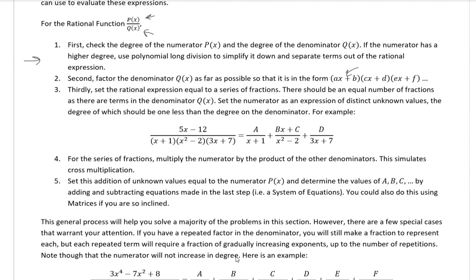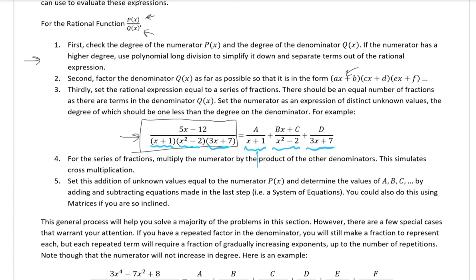Thirdly, you will set the rational expression equal to a series of fractions, and the number of fractions you'll have is going to be equal to the number of pieces that you have on the denominator, so the number of factors. For example, here I have a fraction that's already split up, and notice on the bottom I have 1, 2, 3 pieces. That means I'm going to have 1, 2, 3 fractions, one fraction for each of those pieces. The degree on the numerator is going to be 1 less than the degree of the bottom.